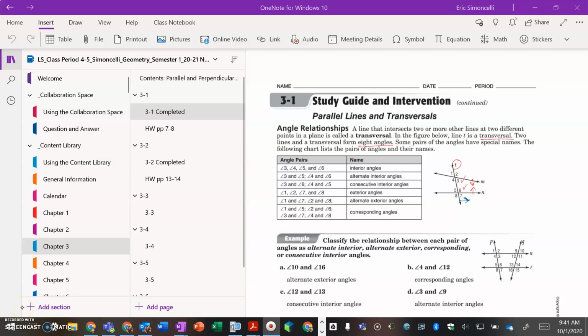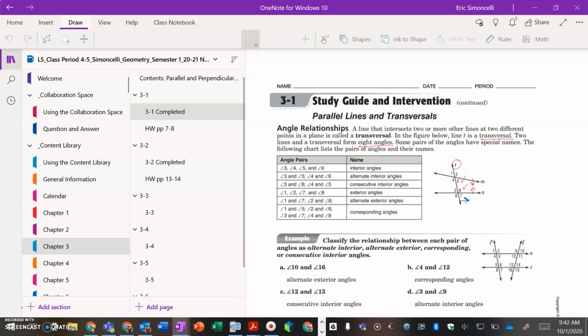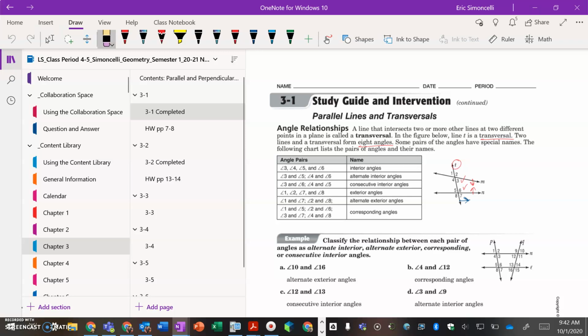Okay, so let's continue. We talked about consecutive interior angles, namely angle 3 and angle 6. They're interior of lines M and N and they're on the right side of the transversal. So they're consecutive interior, on the right side of the transversal. So let's continue.